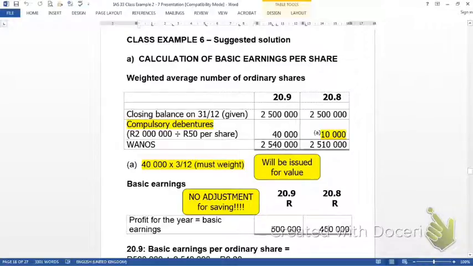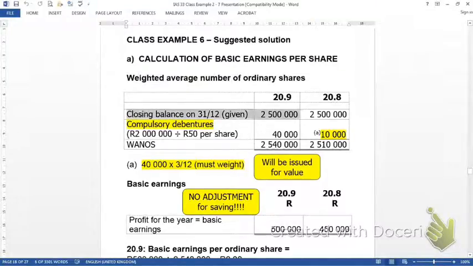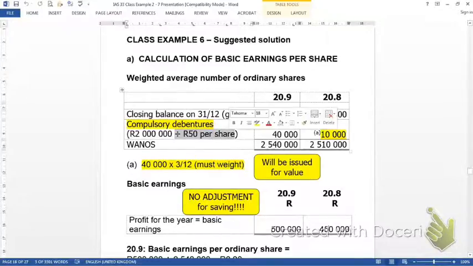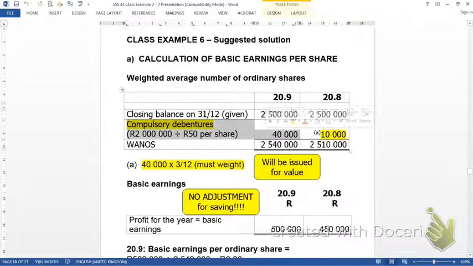Let's continue with the suggested solution for class example number 6, the calculation of the basic earnings per share. First, we look at the weighted average number of shares. Given to you there was the 2.5 million at the beginning of each year, and then the same answer at the end. And then we look at the compulsory convertible debentures. There were 2 million rands in issue, and they were convertible into shares worth 50 rands each, giving us a total of 40,000 shares.